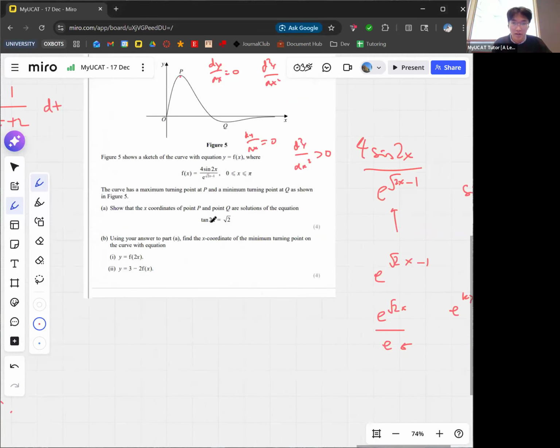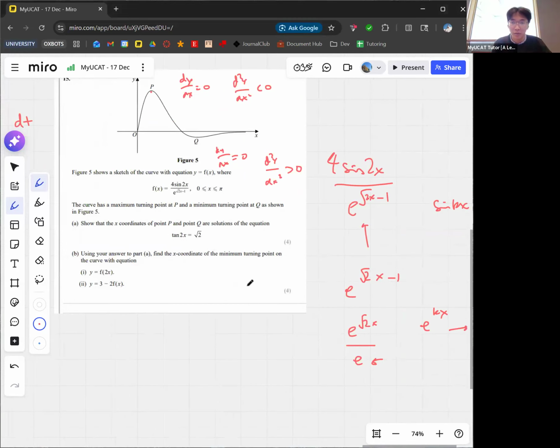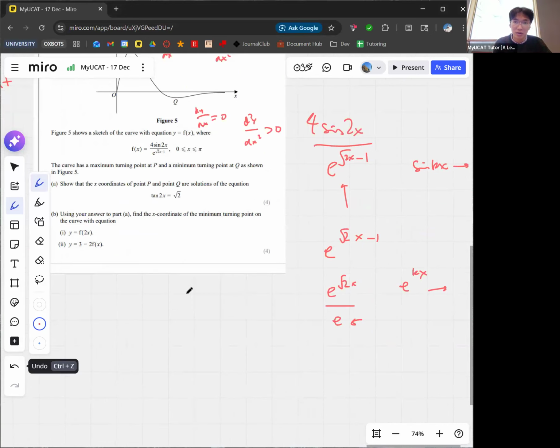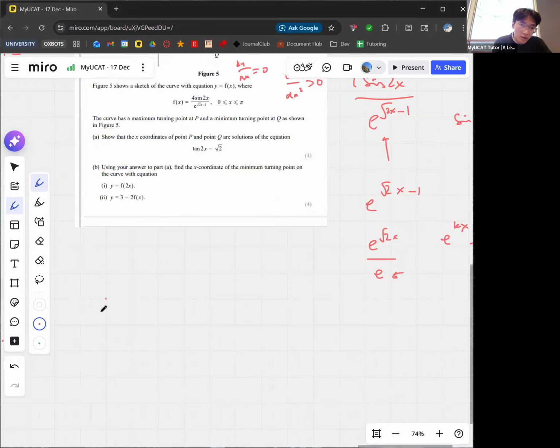No. Oh, for the tan, that should come out from differentiation. You should get something that looks like, let's do this quickly. The derivative of 4 sine 2x over e to the root 2x minus 1 is going to be, I use low d high minus high d low over the square of what's below.